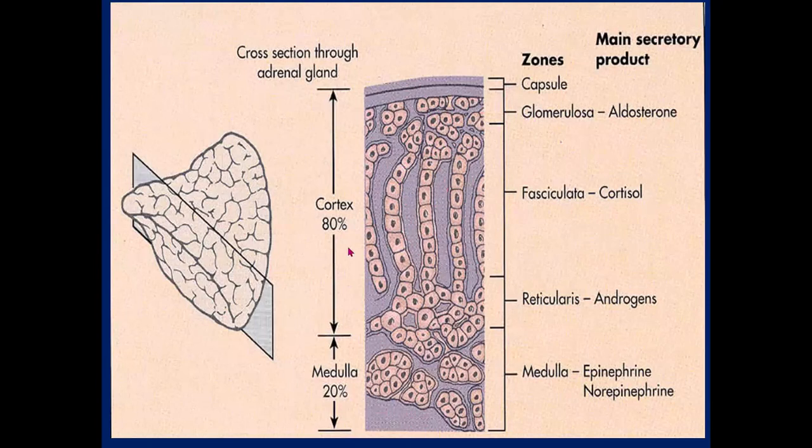What are the different main hormones which are secreted by the different components of the adrenal cortex? Glomerulosa secretes aldosterone, fasciculata secretes cortisol, reticularis secretes the sex hormones androgens, and the medulla secretes epinephrine and norepinephrine. These are the different hormones secreted by the adrenal cortex and the medulla.